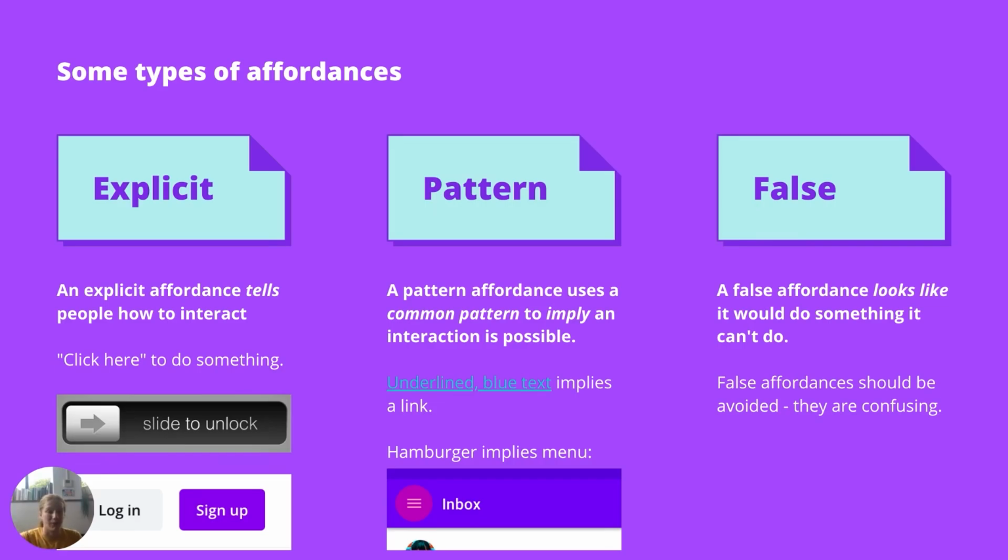So again, that's all telling the user what they can do with this element on the screen. Obviously, these days we're not really into skeuomorphic. So another example of an explicit affordance would be a button. I've chucked in the sign up buttons on Canva.